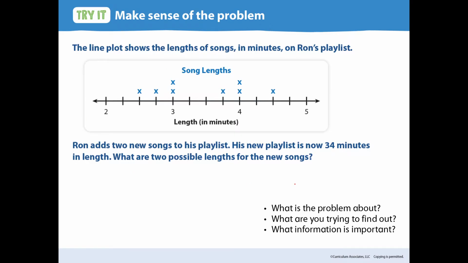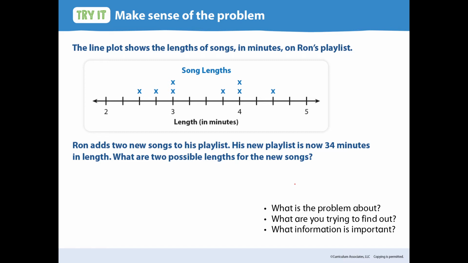Okay, Try It is at the top of page 563 of your workbook. Please follow along. The line plot shows the lengths of songs in minutes on Ron's playlist. Ron adds 2 new songs to his playlist. His new playlist is now 34 minutes in length.